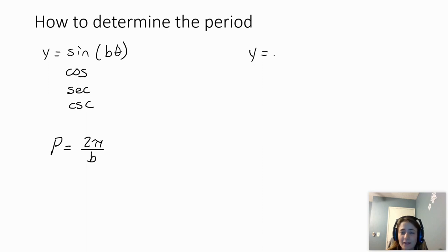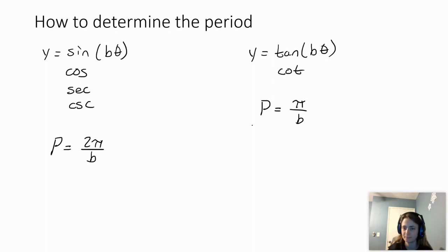If y is equal to tangent of b theta, or cotangent, then the new period is going to be pi over b, because pi is the normal period for tangent and cotangent, as we saw earlier. So for these 4 trig functions, sine, cosine, secant, cosecant, to find the period, it's 2 pi over b. For tan and cotangent, to find the period, it's just pi over b.